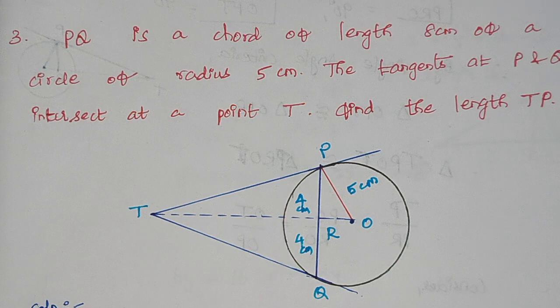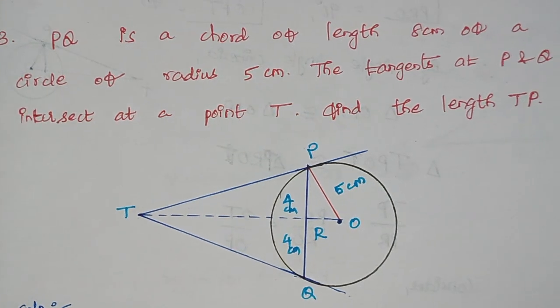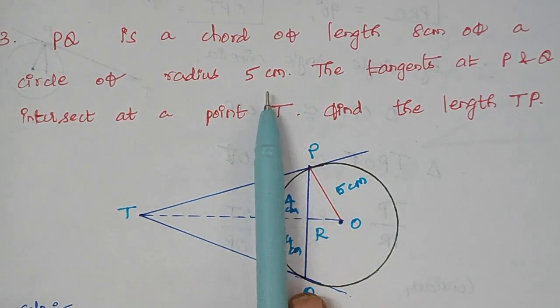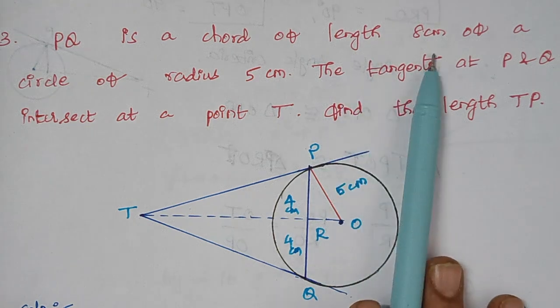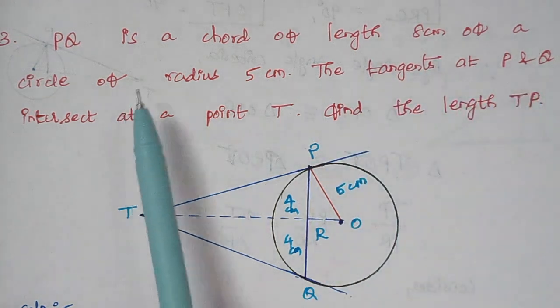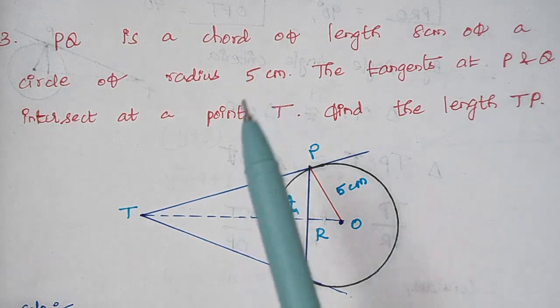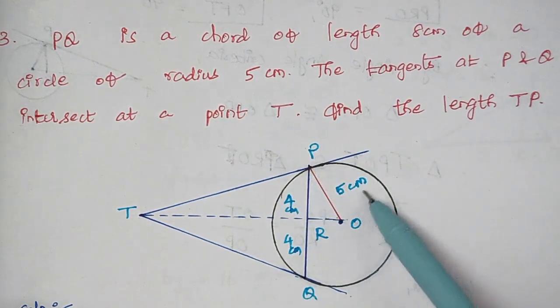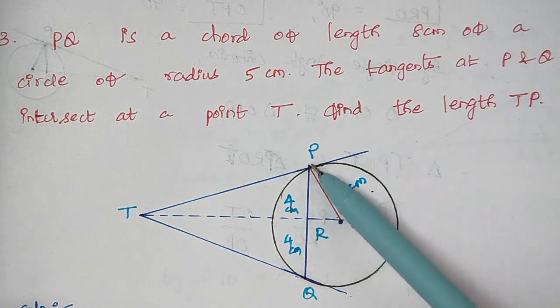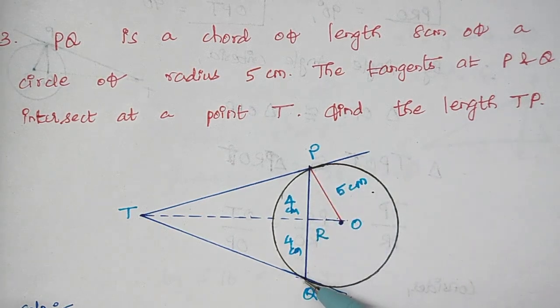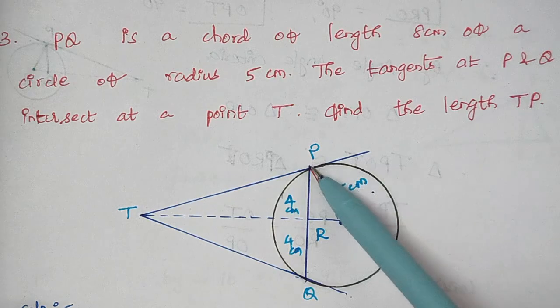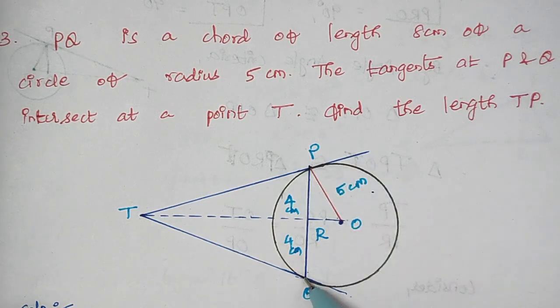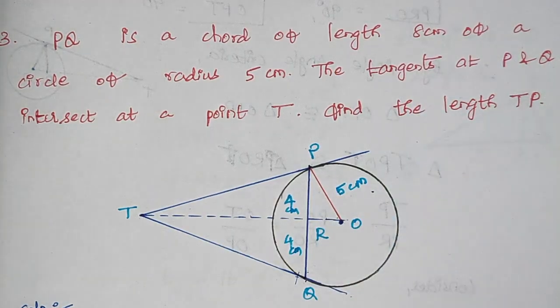So problem number 3. Here again PQ is a chord of length 8 cm of a circle of radius 5 cm. First draw a circle, and the circle has a radius of 5 cm. And PQ is a chord. A chord is nothing but a line that joins 2 points of a circle. Here PQ is a chord and its length is 8 cm.